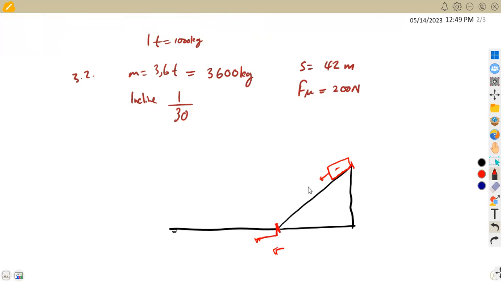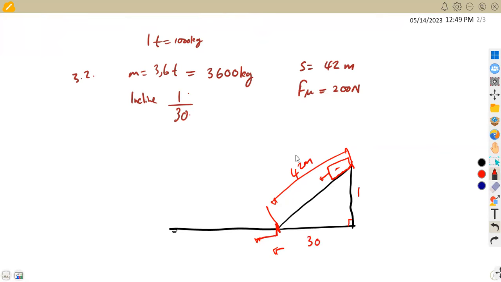Then we are also given the distance. The distance that we are given, the 42 meters, is in between here. So this is our 42 meters. And we also have the incline of 1 in 30. So this is 1 in 30.